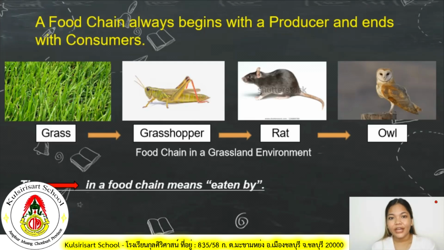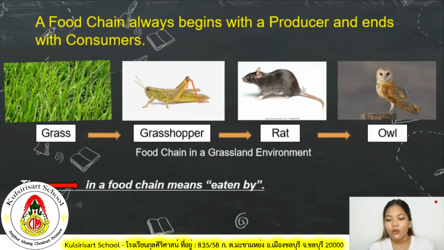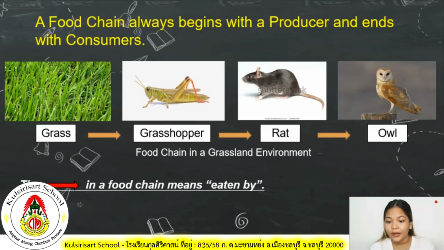Now, we have here an example of a food chain. A food chain always begins with the producer and ends with the consumer. Now, remember that we've mentioned this a while ago in the definition of a food chain. Again, when we say producer, this includes your plants, and consumers are always animals. Now, in this picture, you can see there the grass, which is the producer in this food chain. We also have there the grasshopper, which eats the grass. So the grasshopper is regarded as the consumer, and then a rat, which eats the grasshopper, and the owl, which eats the rat.